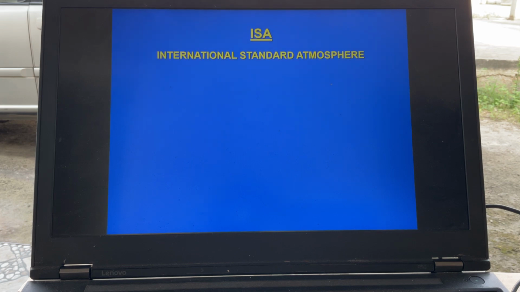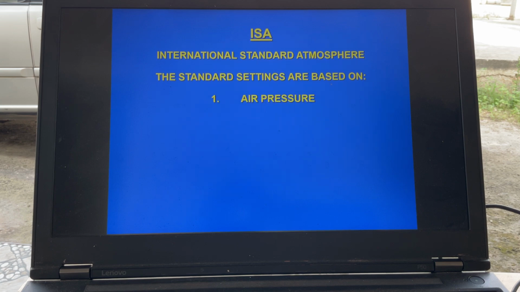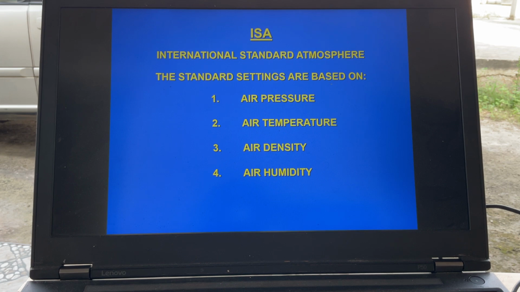So, international standard atmosphere, right? The standard settings are based on air pressure, air temperature, air density, and air humidity, regardless of local conditions. Now, based on this, we need to know about the relationship between the ISA and then the local speed of sound.